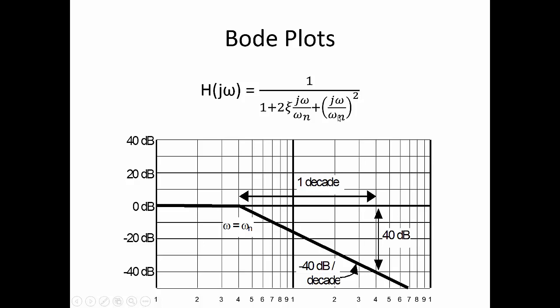And whatever that value is, it's called the natural frequency, omega n, n for natural. We're going to be flat at 0 dB before there. At that point, we're going to turn. It's in the denominator, so we'll go down, and because it's second order, we get negative 40 dB per decade. Go forward 1 decade, in this case from 4 to 40, and then go down 40 dB and draw a straight line between them.